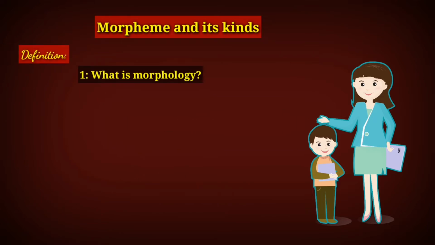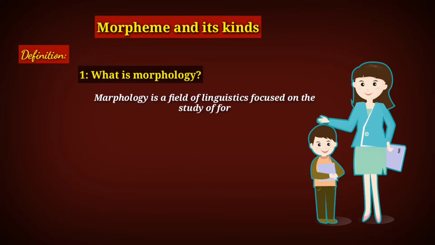So what is morphology? Morphology is the field of linguistics focused on the study of forms and formation of words in a language. By this definition, we get the idea that morphology is the field of linguistics in which we learn how words are formed in a language. So the topic morpheme is related to word formation. Simply, you can say it is a topic of morphology. Well, let's move on and discuss morpheme and its kinds.